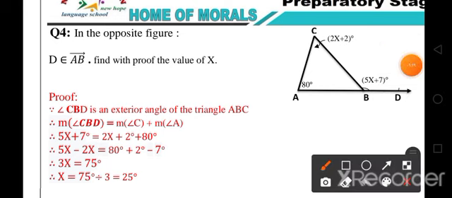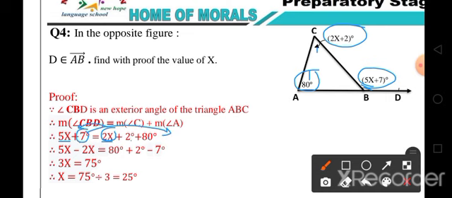Here we have this exterior angle equal to the sum of the two interior angles except the adjacent one. So 5x plus 7 equals 80 degrees plus 2x plus 2. Let's solve it as an equation. Here we have 5x and here we have 2x. Let's move 2x to the left hand side. So it will be 5x minus 2x equals 80 plus 2 minus 7. We will move 7 to the right hand side. When you calculate it, 80 plus 2 minus 7 equals 75.